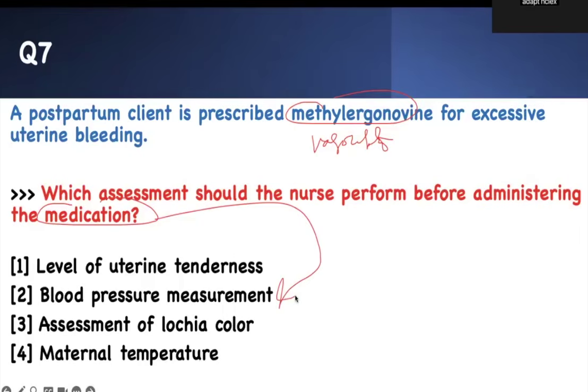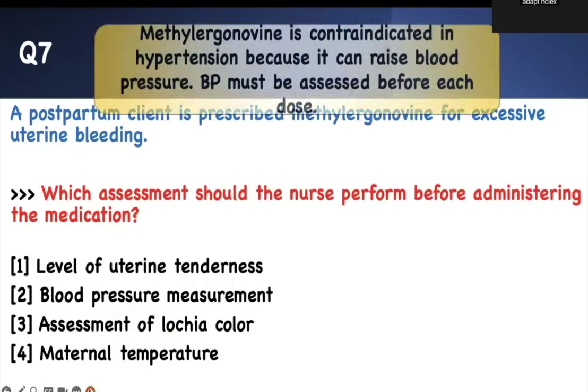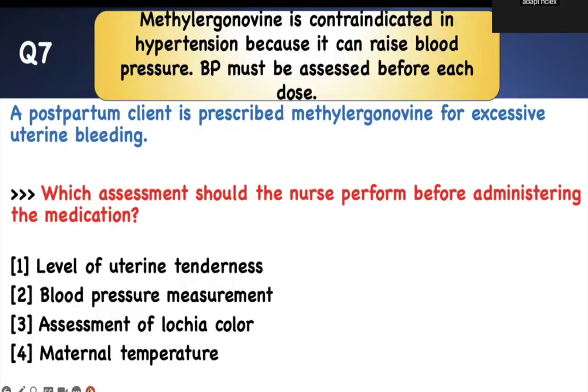Blood pressure measurement. Assessment of lochia color is talking about the bleeding. I don't care about the bleeding. The medication would do its job, but I need to make sure it is safe to give you the medication. Assessment of maternal temperature, once again, has nothing to do with the medication. Therefore, what do we do? Check the blood pressure. If it's normal, we give you the medication, and the medication can do its job. This is the key: BP must be assessed before each dose.